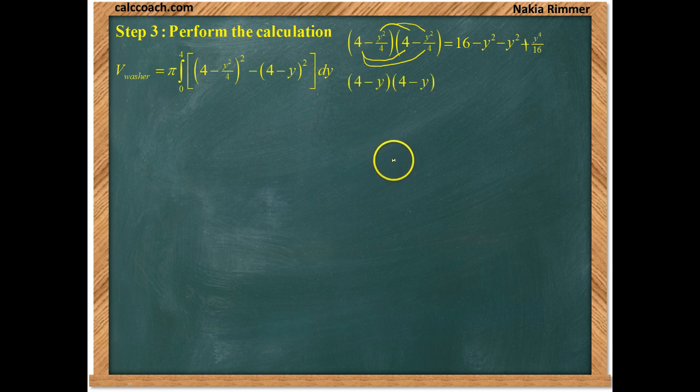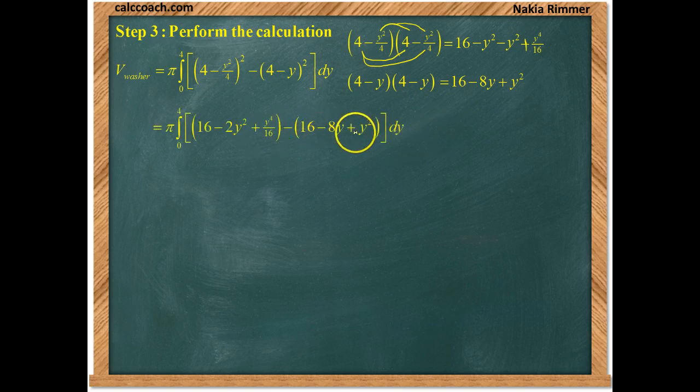Okay. What about here? Well, squaring out the other guy is just going to be 16 minus 8y, because of the 2 of the negative 4y's, and then plus y squared. And so now we've squared them out, and now we need to look at how we can put them together.